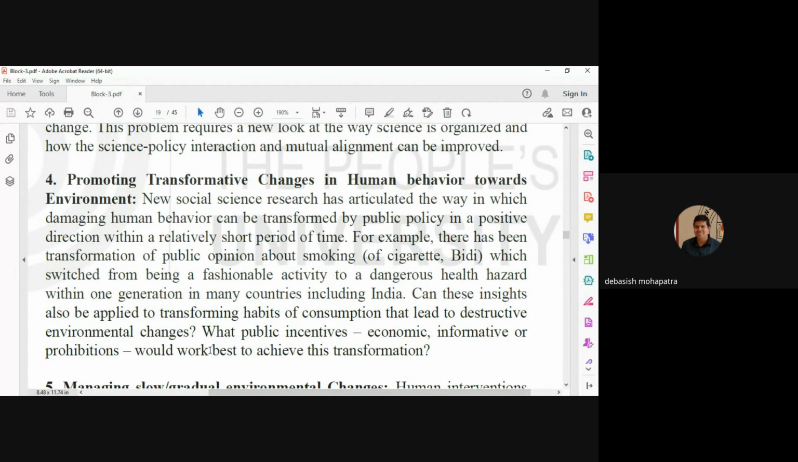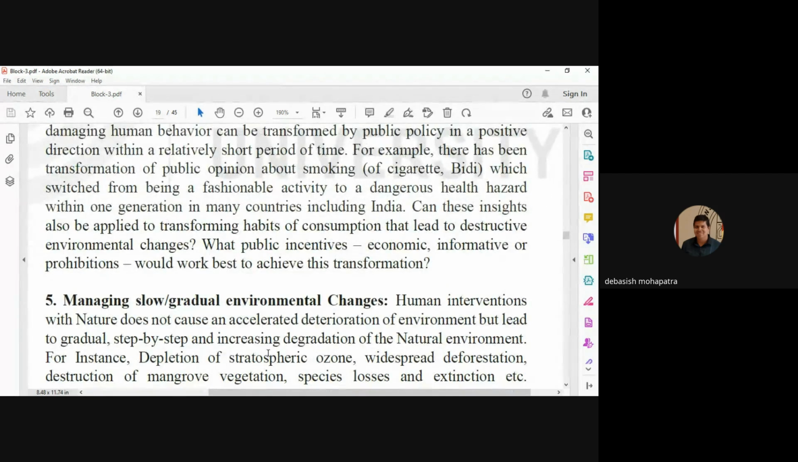Promoting transformative changes in human behavior towards the environment. New social science researchers have articulated the way in which damaging human behavior can be transformed by public policies in a positive direction within a relatively short period of time. For example, there has been a transformation of public opinion about smoking cigarettes, which switched from being a fashionable activity to a dangerous health hazard within one generation in many countries, including India. Can these insights also be applicable to transforming habits of consumption that lead to destructive environmental changes? Would public incentives, economic instruments, information, or prohibitions work best to achieve these transformations?